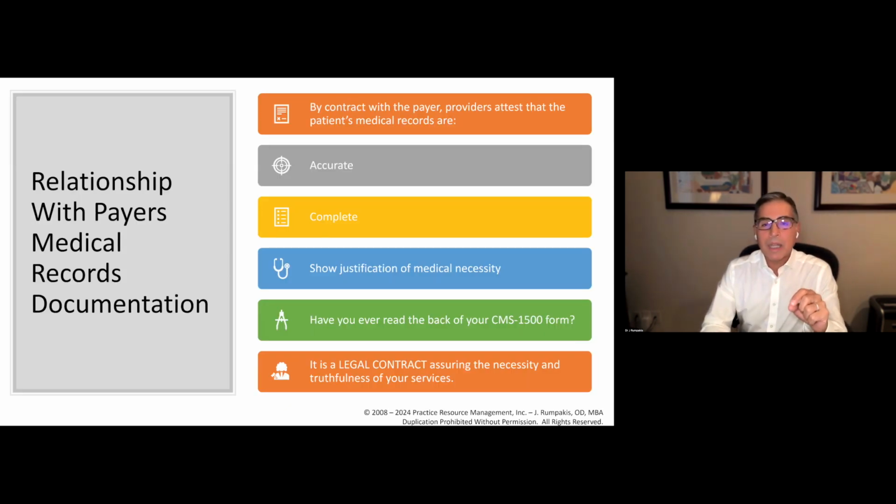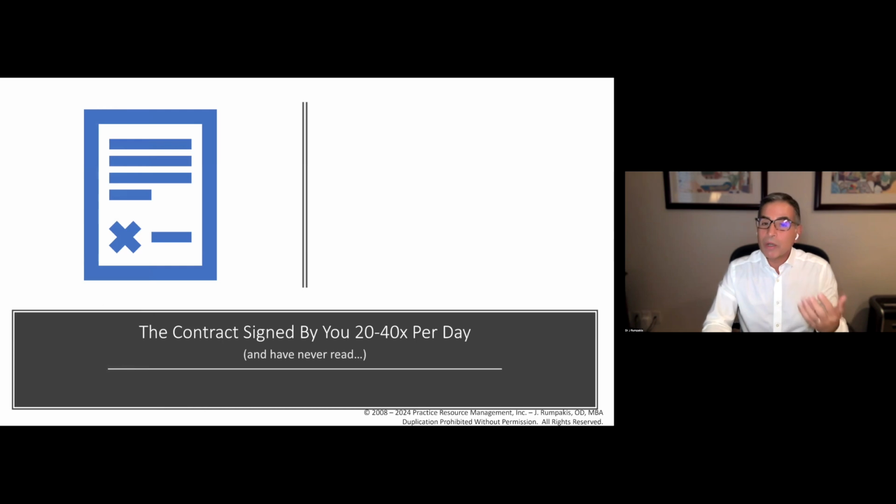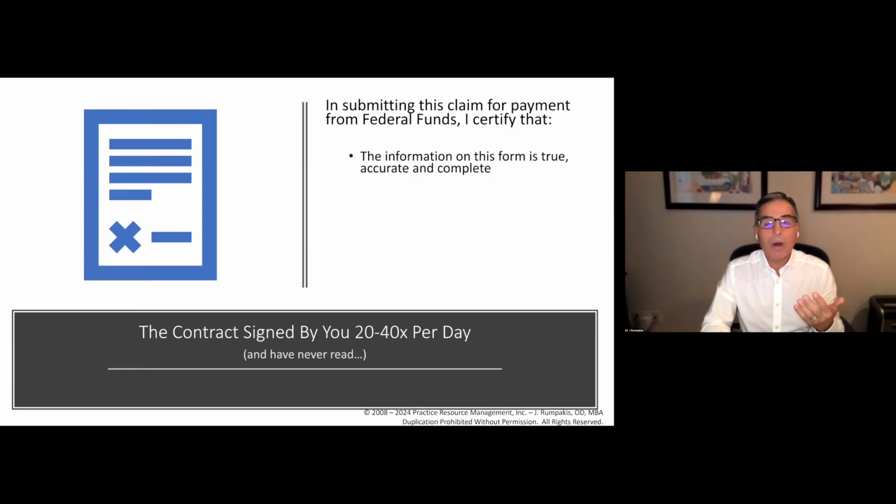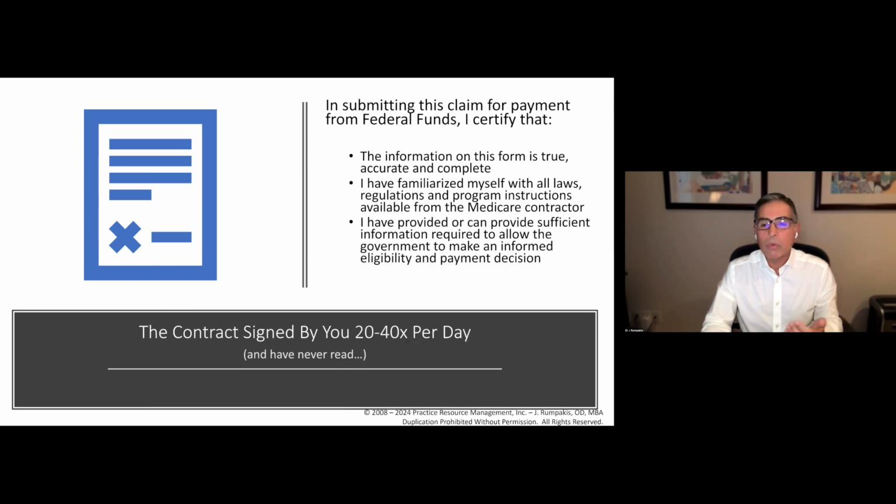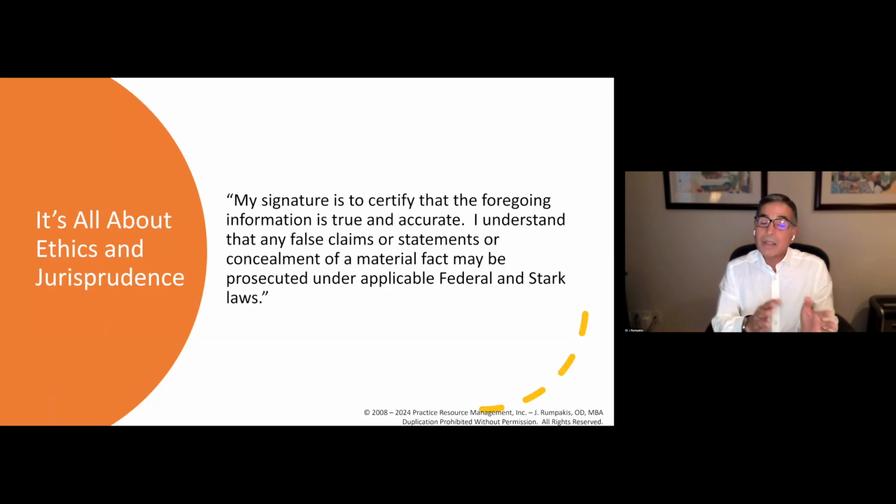Each and every time that you submit a claim, whether it's electronically or on paper, you are attesting that the medical record is accurate, it's complete, it shows justification of medical necessity. And if you've ever read the back of your CMS 1500 form, you understand that it's a contract, that it says right on there, all information is true, accurate, and complete. I know the rules. You can come into my office and I can show you the medical record. It'll substantiate everything that I did, right? And it complies with all insurance carrier program instructions or rules. Additionally, anytime you sign it, whether again in person or electronically, you're agreeing to be prosecuted ahead of time if you've submitted any falsehoods. So we want to make sure that you're doing it correctly and submitting it properly.